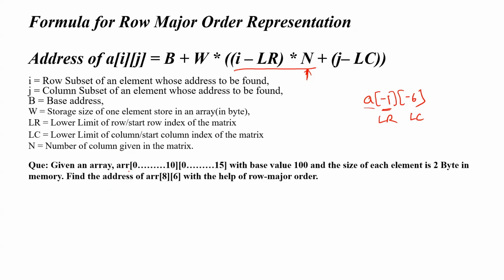Given an array of 0 to 10 and 0 to 15 with a base value of 100 and the size of each element is 2 bytes in the memory. Find the address of array of 8,6 with the help of row major order representation.